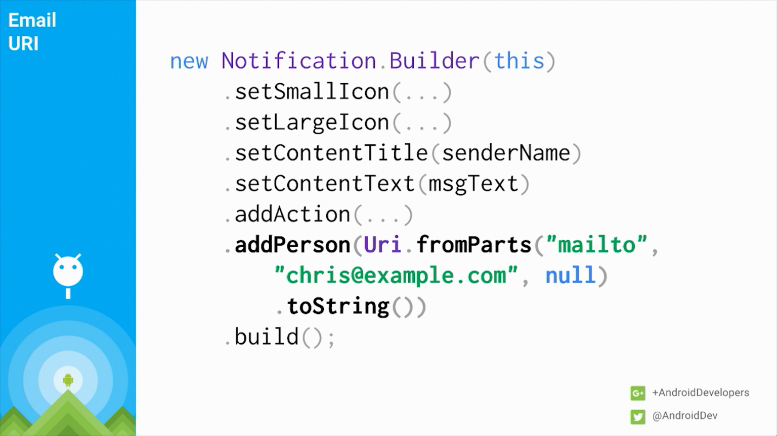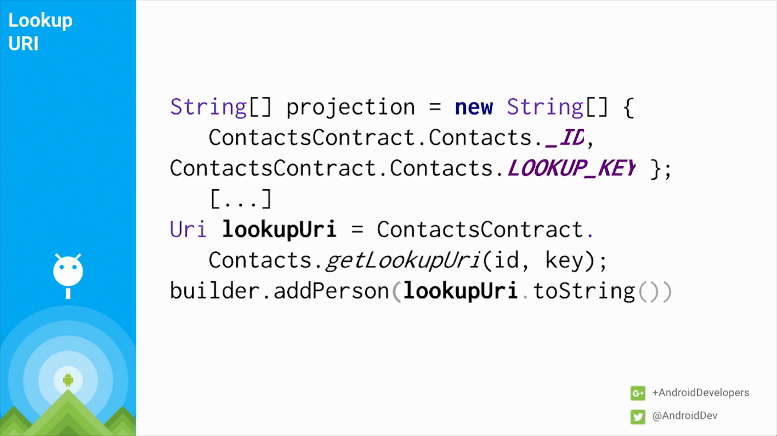So if you send us a mail to URI, we'll see that. We'll say, oh, I wonder if that email address is one we know about. We'll look it up. OK. And the last one is more complicated.